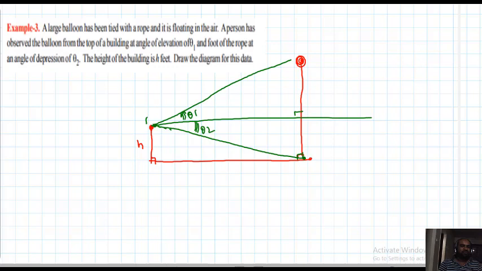Or sometimes we need to write labels, A, B, C, D. D is the position of the balloon. AB, the height of the building, is equal to h. Given that angle DAE equals theta 1, which is the angle of elevation. Angle DAC is theta 2, which is the angle of depression.